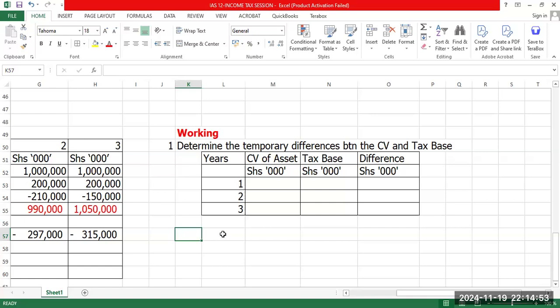Now, you know the cost of an asset. It is given in the question as how much? 600 million.